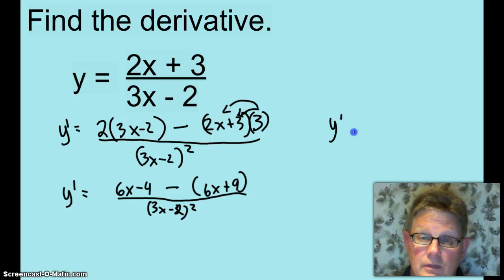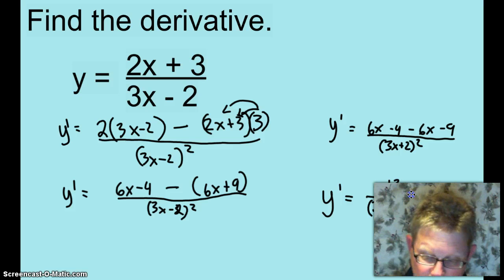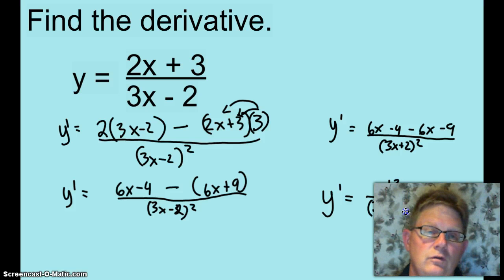So y prime equals 6x minus 4 minus 6x minus 9, all over 3x minus 2 quantity squared. So y prime, all said and done, negative 4 plus negative 9, negative 13 over 3x minus 2 quantity squared. And that is how you do the quotient rule.